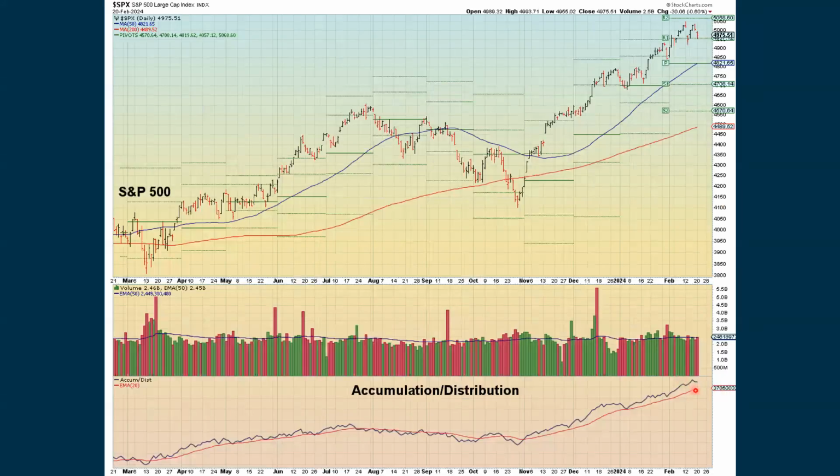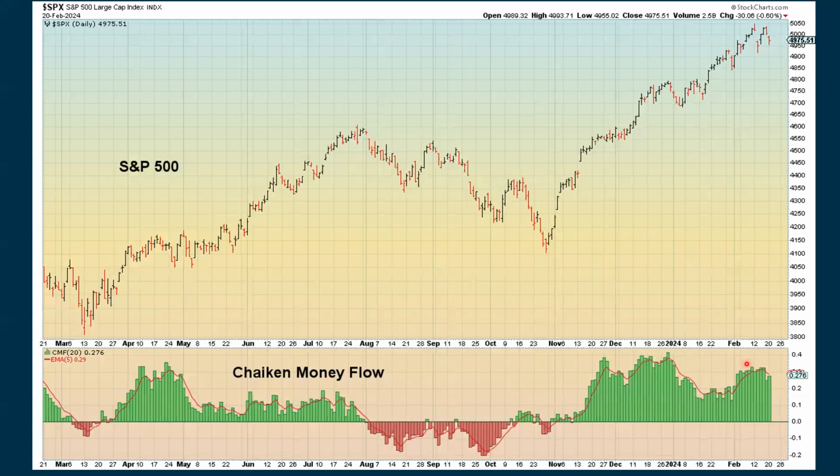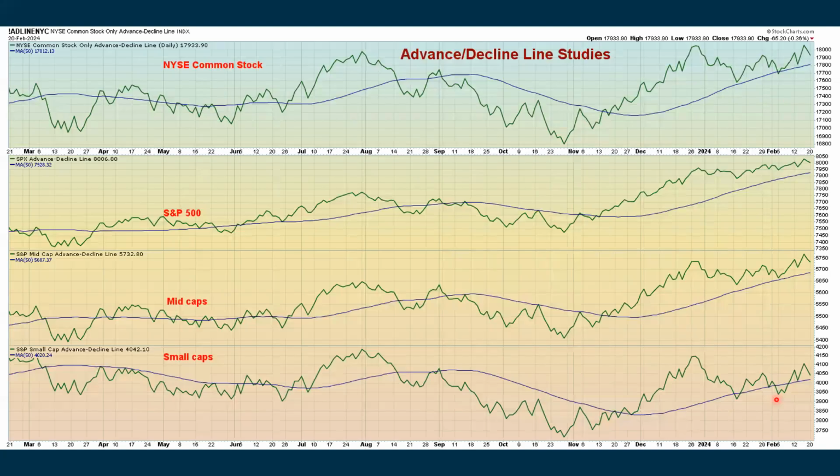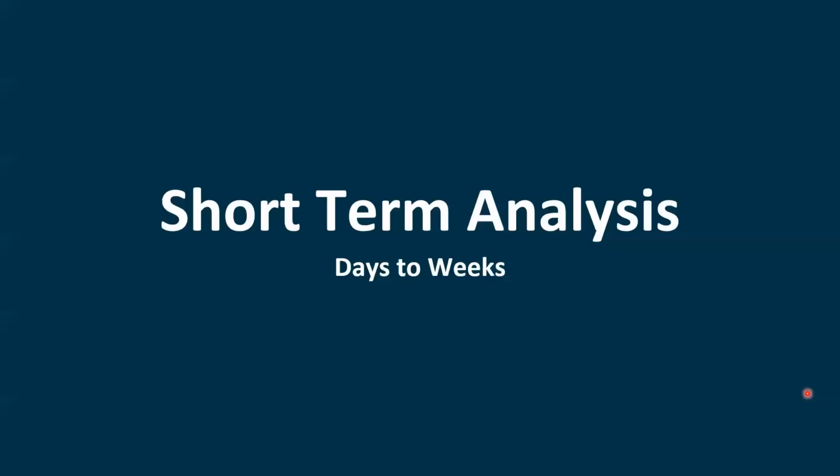Accumulation distribution is ticking down and coming back closer to the moving average, but for right now, it's still positive. We are showing a little bit of weakness, but we're still positive with the Chaikin money flow. We're no longer extreme with the Chaikin oscillator, and we're still positive because we're above 0, but we are declining now. Looking at our advance-decline line studies, we did show a little bit of weakness with the NYSE common stock, the S&P, the mid caps, the small caps, which are coming a little bit closer to their moving average.